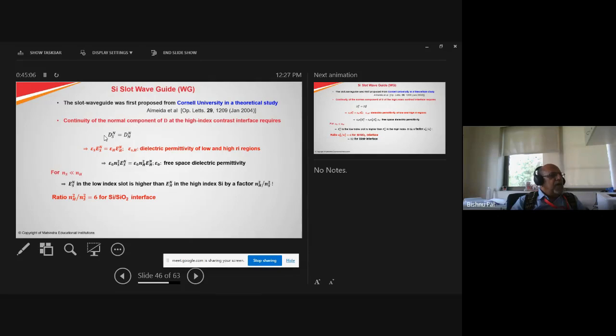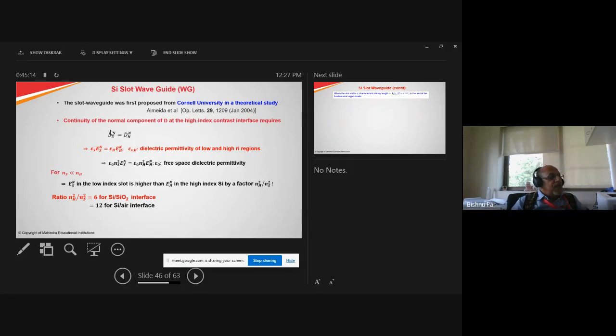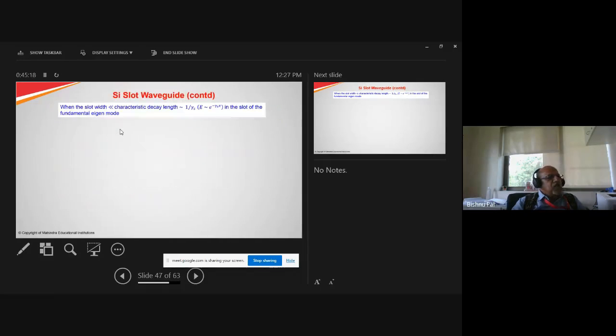In terms of numbers, for the silicon-silica interface, it comes to 6. If you consider silicon-air, it is 12. So you can have very strongly confined light in the slot region. That has been taken advantage of and exploited.